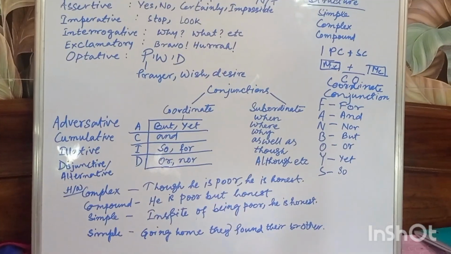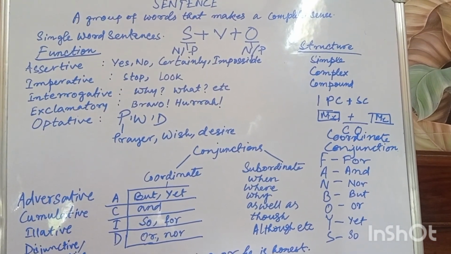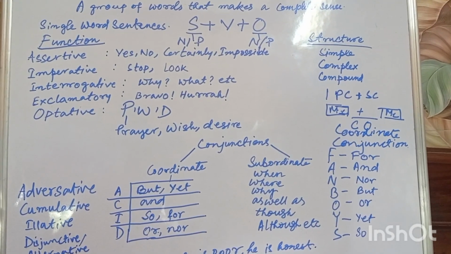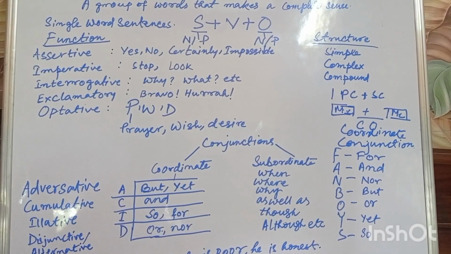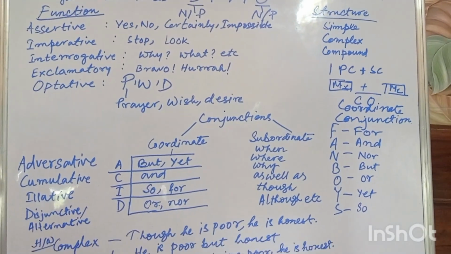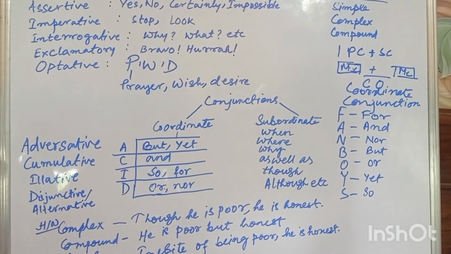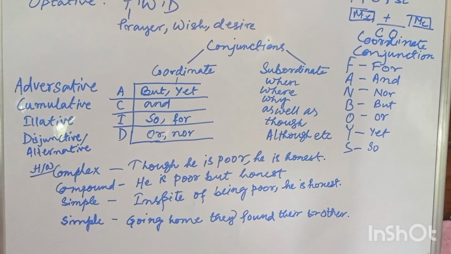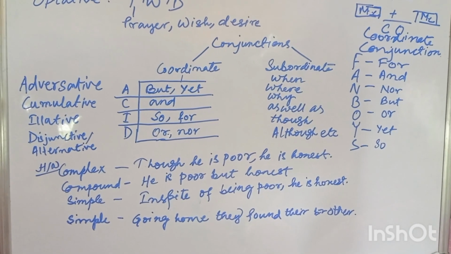So dear students, in this class you have learned about sentences and their function. According to function, a sentence can be divided into 5 types, and according to structure it can be divided into 3 types. You have also learned about conjunctions, coordinate conjunctions and subordinate conjunctions, and I have given you homework. Please try to solve this simple sentence: going home they found their brother.